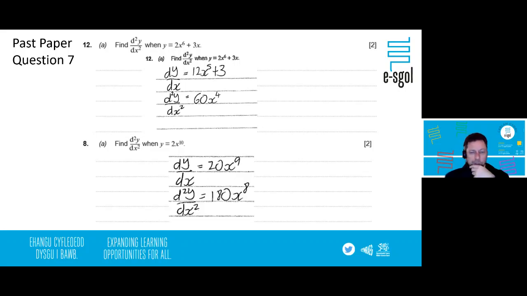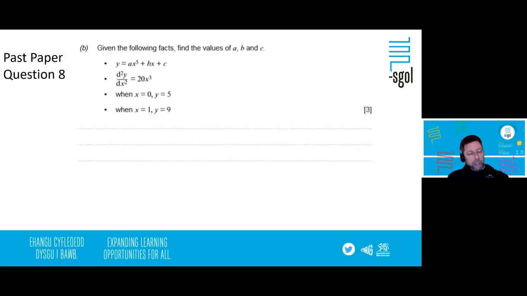There's my 2 lines in one go. I got 2 marks. I got first mark for writing 20x to the power of 9. Second one, 9 20s, 180. This is pretty straightforward, and these are the basic skills you'll need if you plan to do A-level maths as well. So next question.